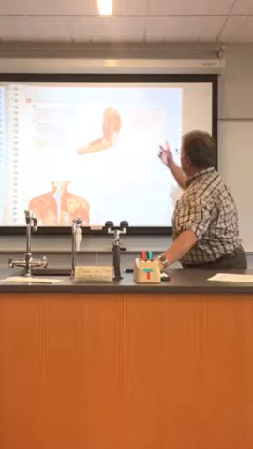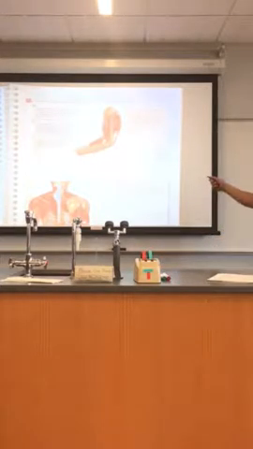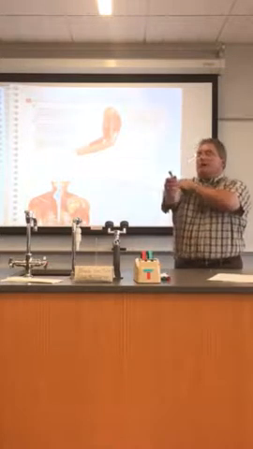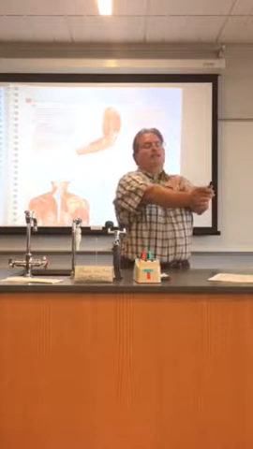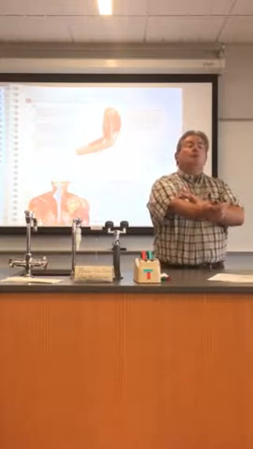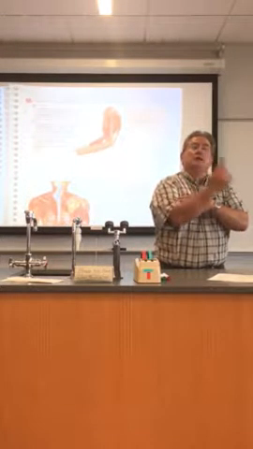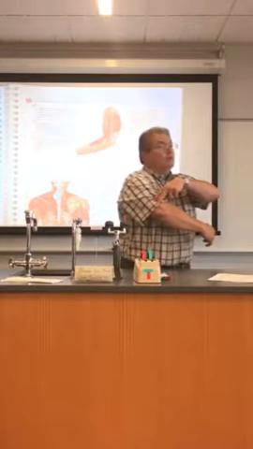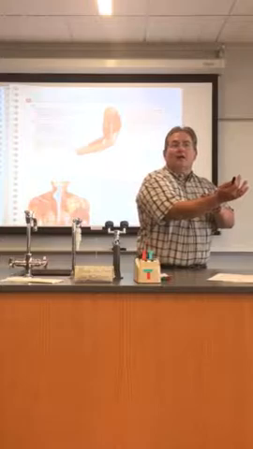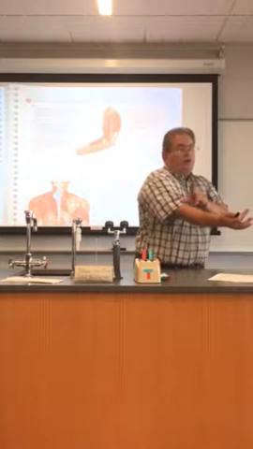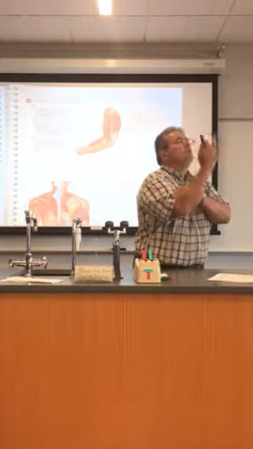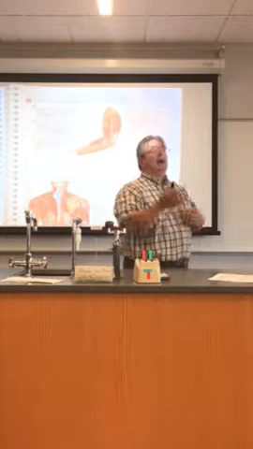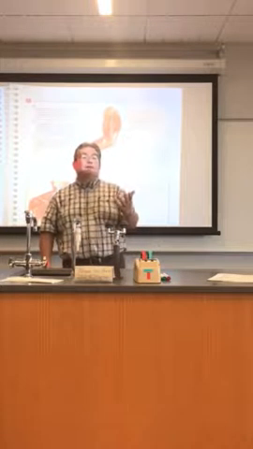We can also then have synergists. The brachioradialis, which is a muscle right here on the side, it's right here. This forearm muscle, the brachioradialis, also plays a role in flexion. Its origin is up on the lateral supracondylar ridge, and then it inserts down on the radius. Its shortening of fibers does this kind of movement as well. So it works along with the biceps brachii. They are synergists. They work together.